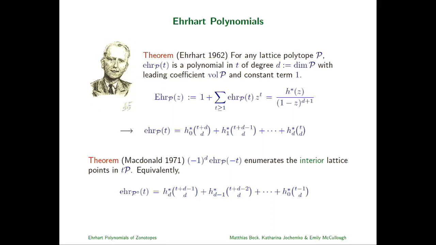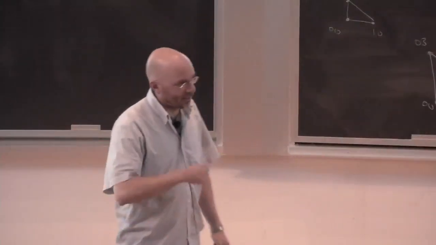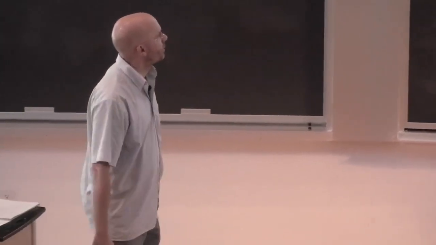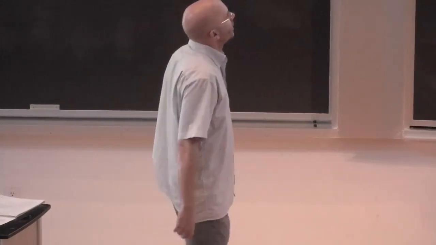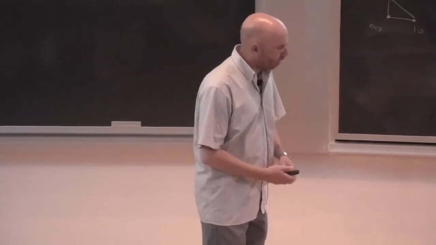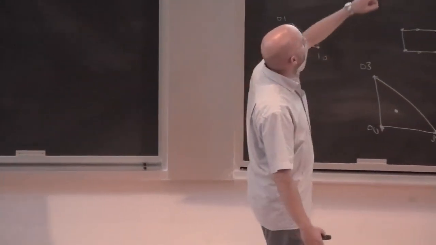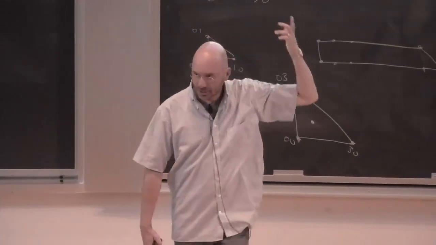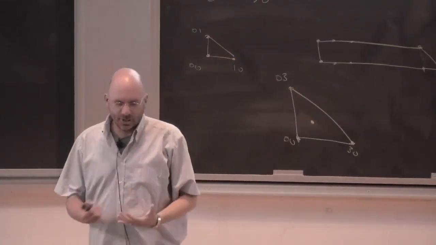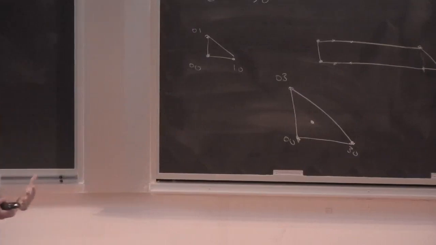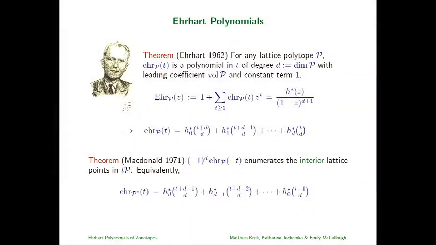Once you know that something's a polynomial, you can plug in negative numbers, just algebraically. And it turns out that this is a beautiful theorem. If you do this for the Ehrhart polynomial, up to a sign, you're counting interior lattice points. So once you have this polynomial, you get sort of 2 for 1.